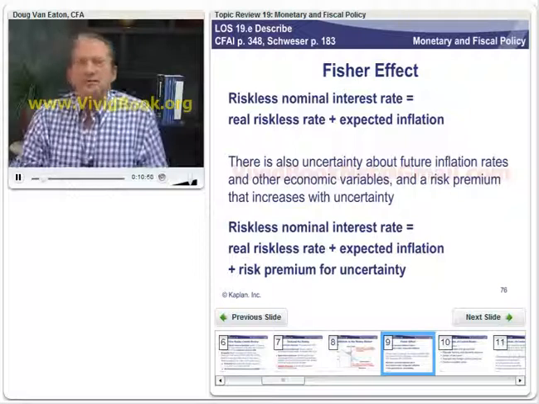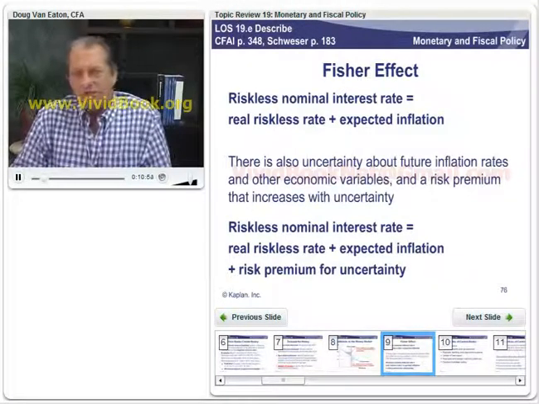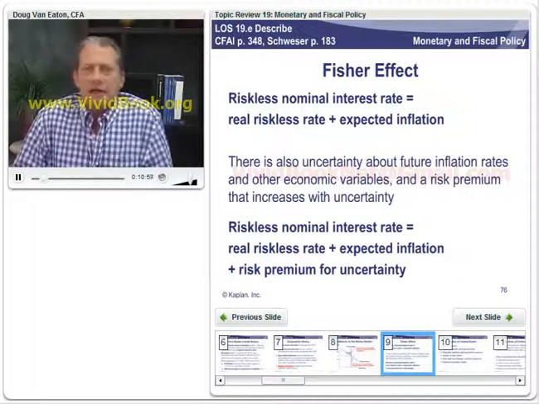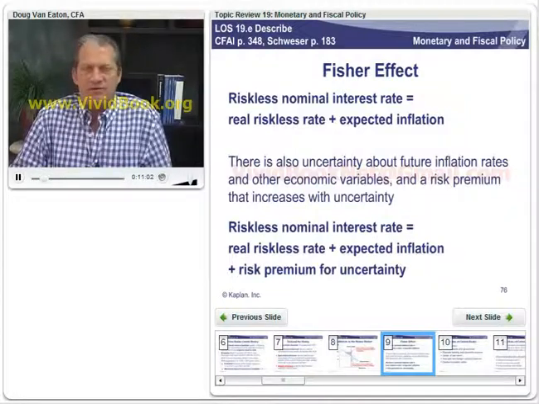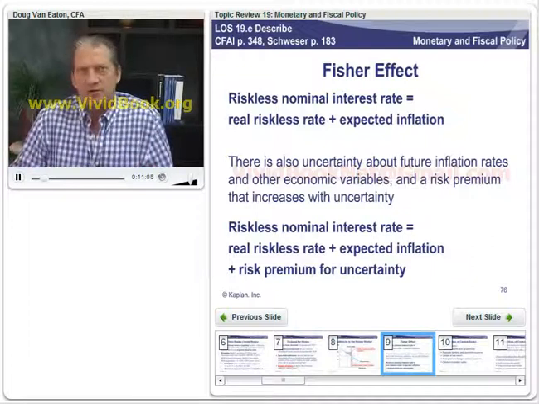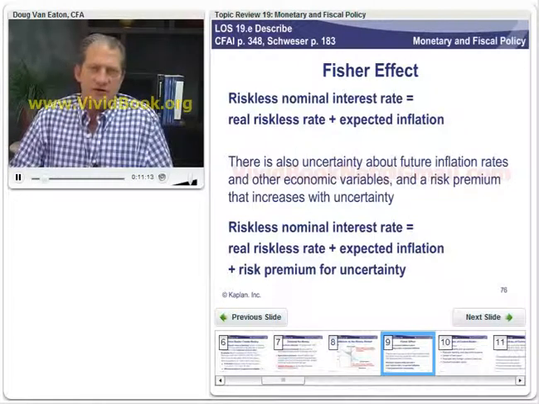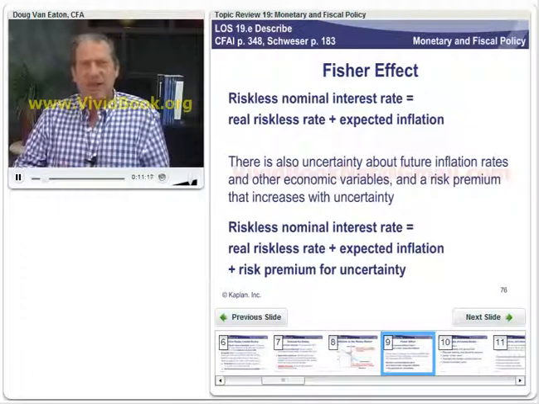Next term you have to know is the Fisher effect. Irving Fisher, famous guy, wrote back in the 30s, great economist. He came up with this idea that the riskless nominal rate of interest, that's like a T-bill rate, right? The riskless nominal rate of interest has two components: the real riskless rate and expected inflation. Remember that real rate is how much more stuff can I get later?